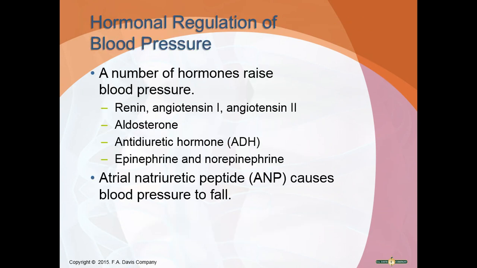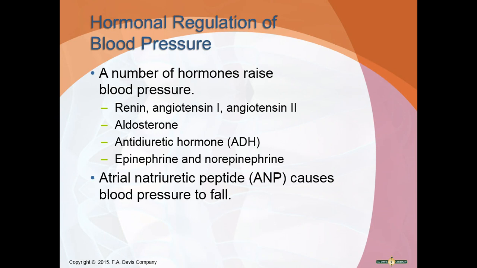Now there's the hormonal regulation of blood pressure, which we talked about a bit. There's a number of hormones that raise blood pressure: renin, angiotensin 1, angiotensin 2, aldosterone, antidiuretic hormone, or ADH, epinephrine and norepinephrine, and one called atrial natriuretic peptide, which causes the blood pressure to fall. So there's hormones that raise blood pressure and hormones that cause the blood pressure to fall.